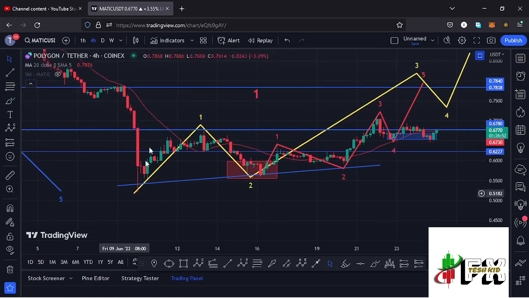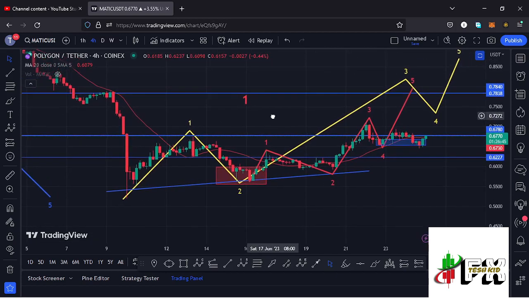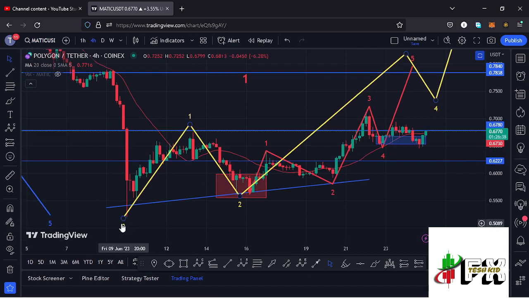Matic has also continued to obey the ED12 structures, and you can see that after our massive crash on the 10th of June, we started this nice recovery to the upside in a move that has been obeying the ED12 structures, where on the charts I have this ED12 structure in yellow, which I'm terming as a first wave to the upside.